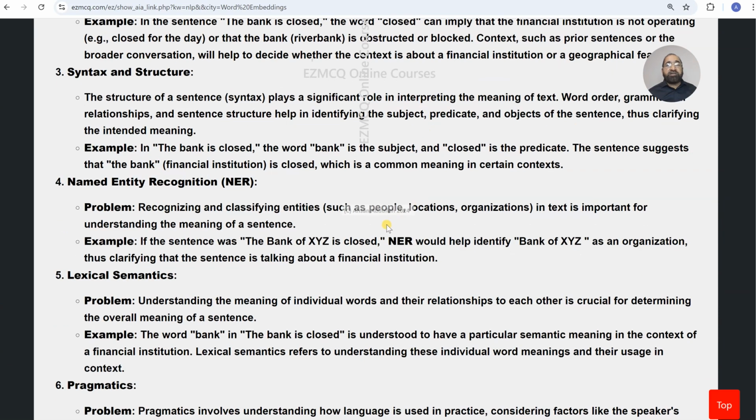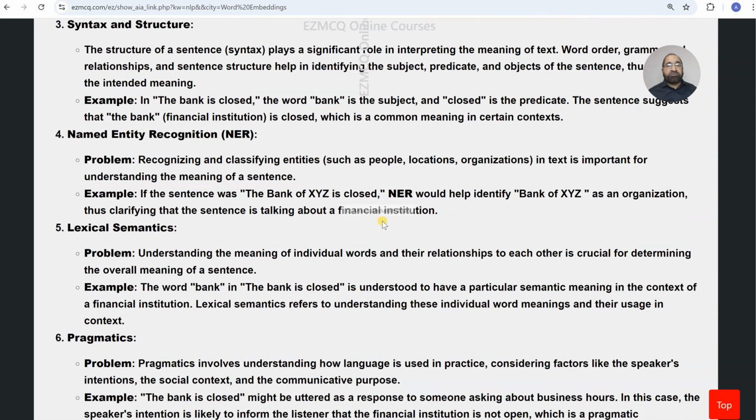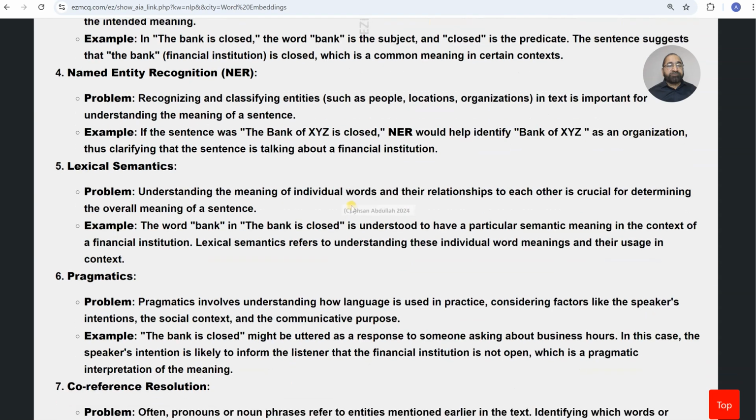And then is the named entity recognition. So what we are referring to, what it really is. So when we say the Bank of XYZ is closed, named entity recognition helps identify that Bank of XYZ is an organization, right? So the Bank of XYZ is an organization; it does not mean that the bank belongs to XYZ. It could, but in this case, we know that Bank of XYZ is the name of an organization. It is not belonging to XYZ.